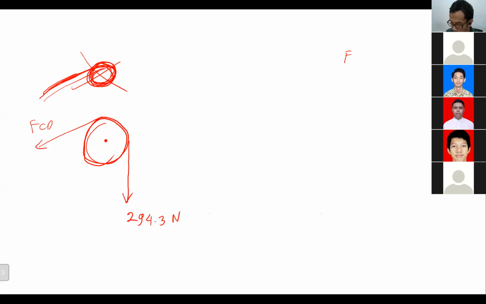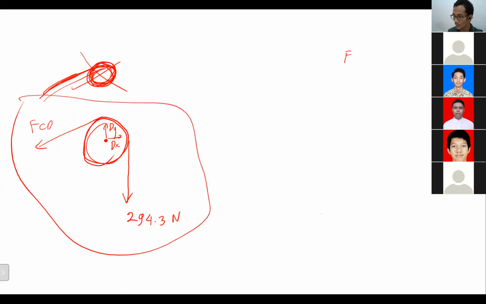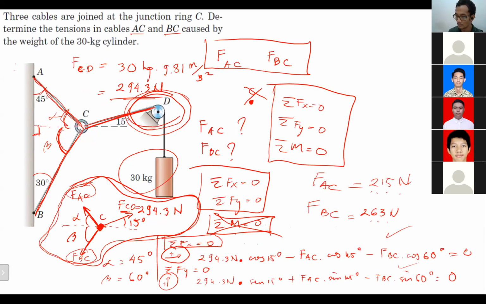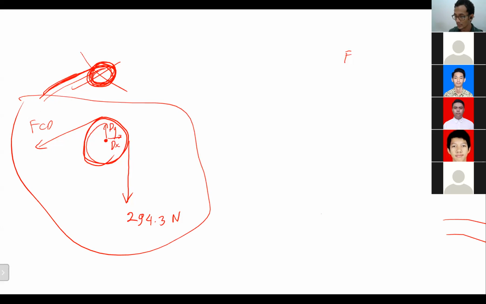Then there is action and reaction. There is a reaction at point D, so Dx and Dy there. So this is the free body diagram of pulley D here. Do you get it, Irfan? Yes, sir. Actually, how can we get FCD equal to 294.3 Newton from this free body diagram?